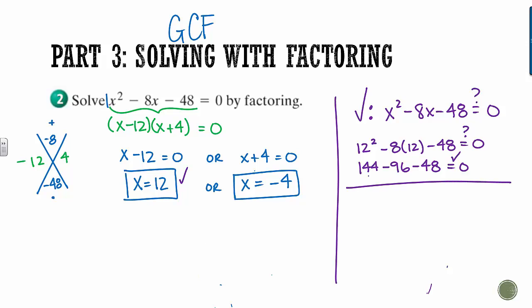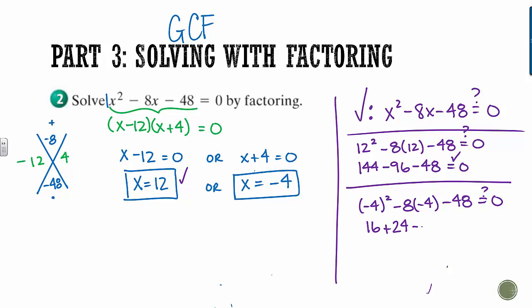We can do the same thing with negative 4. So negative 4 squared minus 8 times negative 4 minus 48. Does that equal 0? This is 16. This is 24. If you add these up, you get 48 minus 48, and that is definitely 0. So now that we know both of them work, those are the solutions that we have.